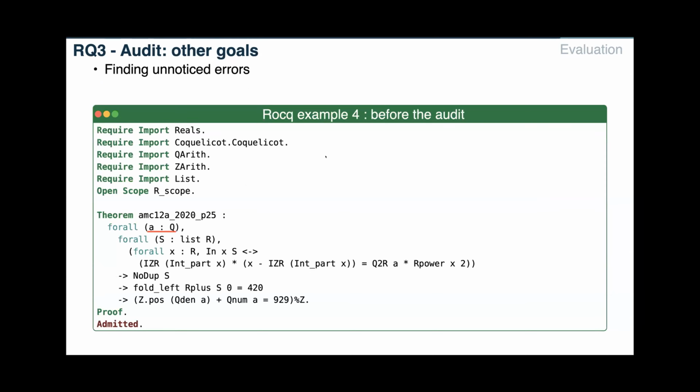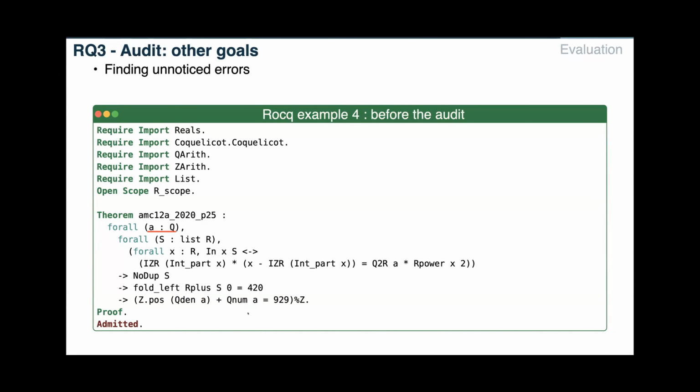The audit also served other purposes. For example, it helped us find unnoticed errors. That was an example I show for stage 3, that passed at stage 3. In this example, you see that there is a variable a of type Q, and we want to prove something on the sum of the denominator and numerator of a.